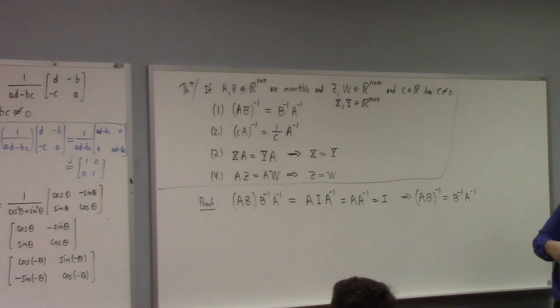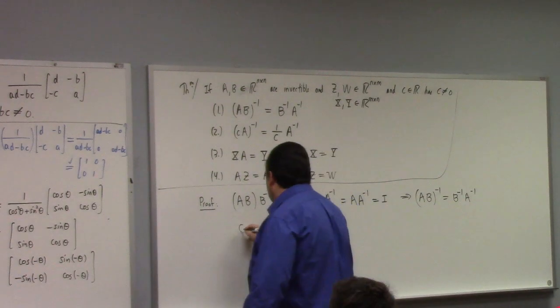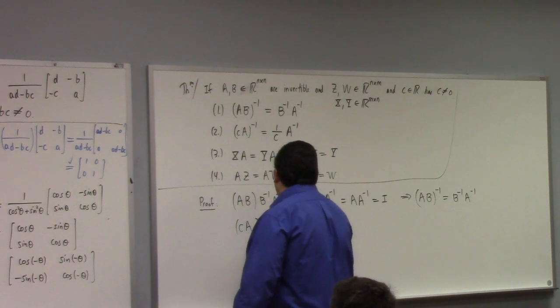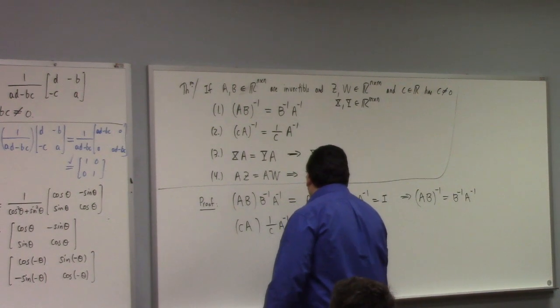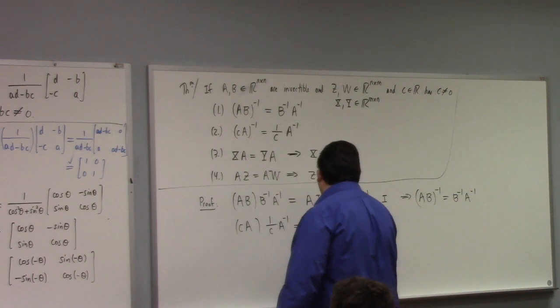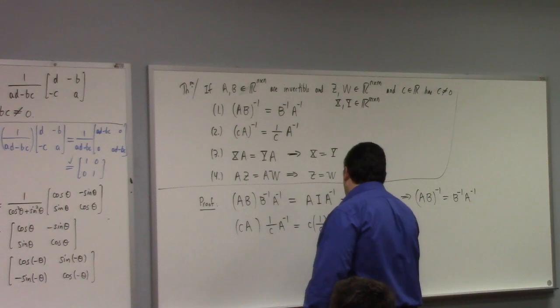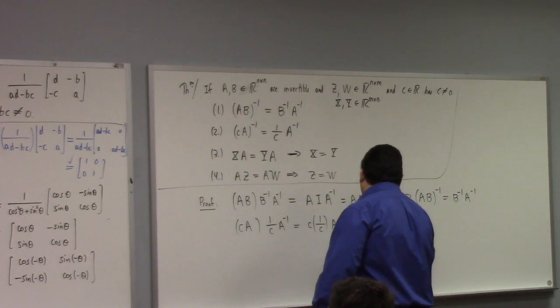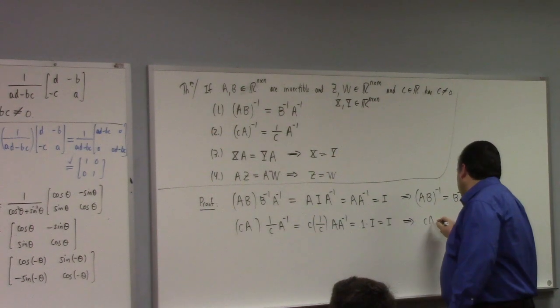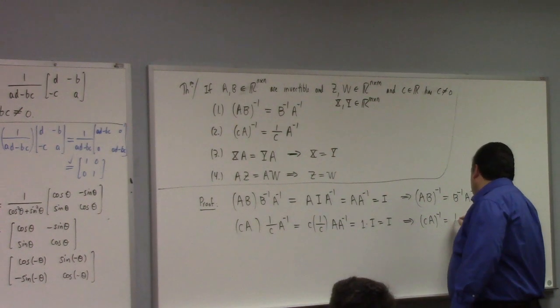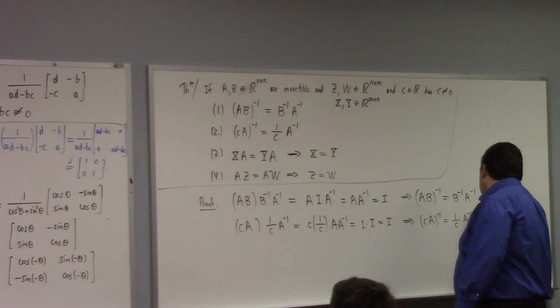And the proof of 2 is very similar. All you need to do is multiply CA by 1 over C times A inverse. Properties of matrix multiplication say that's C times 1 over C out front, and then you've got A times A inverse, which is the number 1 times the identity matrix, which is the identity matrix. That implies that (CA) inverse is indeed the reciprocal of C times the multiplicative inverse of A.